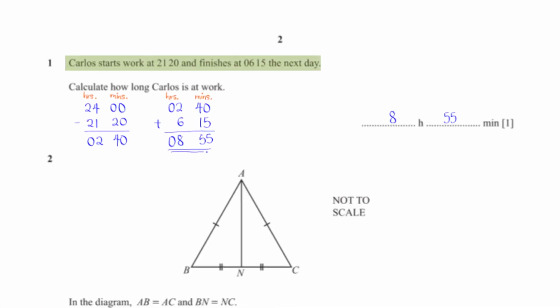Carlos starts work at 21:20 and finishes at 6:15 the next day. Calculate how long Carlos is at work. So first, we need to find out the time duration from 21:20 to midnight, which is 24 o'clock. And so when we do this, we get 2 hours 40 minutes. And from here, we can add that to 6:15. And that gives us a time duration of 8 hours 55 minutes.